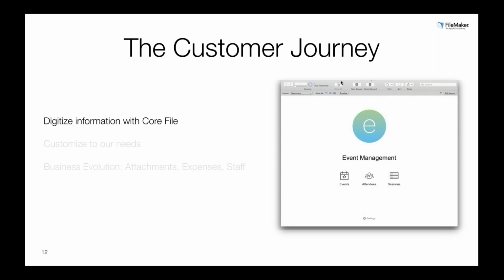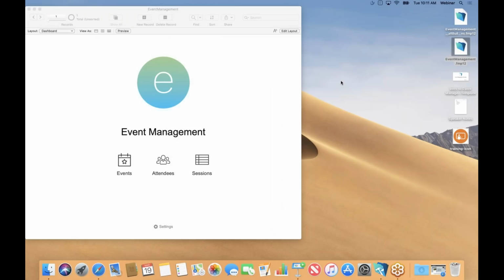So let's walk through the event management core file and find out how we can easily manage all of our trainers and training sessions. Okay, so the first time that you launch any of our templates, you are presented with something that we call the dashboard. So all the templates launch looking at a screen similar to this. You'll see a logo, the name of the template or the name that you provide the template. We'll get into that in a second. And then a series of icons.